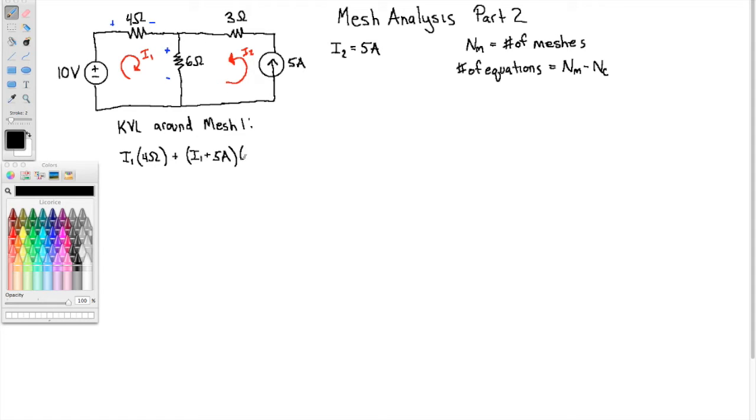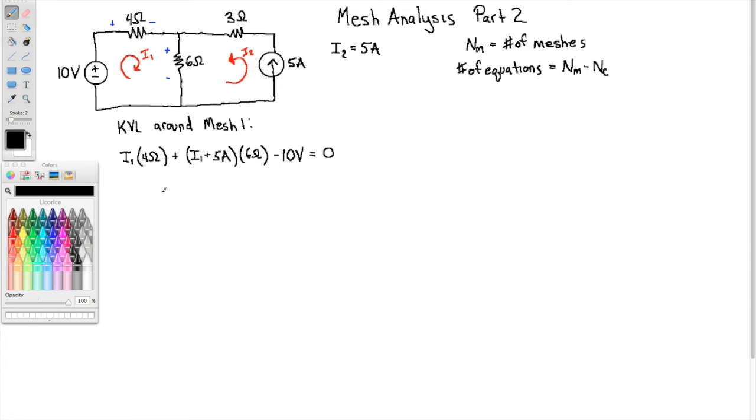Okay, then times the 6 ohm resistor. So that puts us at this bottom node down here, and I need to get back to where I started, which is the top left of the circuit. So I'm going to traverse this 10 volt source, and that's an increase, notice the polarity, of 10 volts. So because I added all the drops, when I get to an increase I have to subtract it. Okay, and I'm back to where I started, and so all of that is equal to 0.